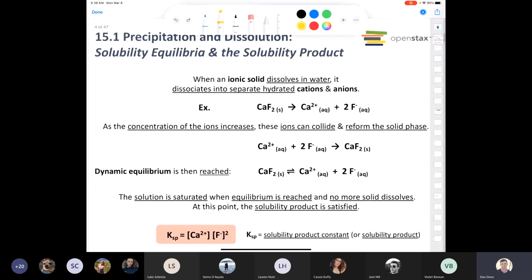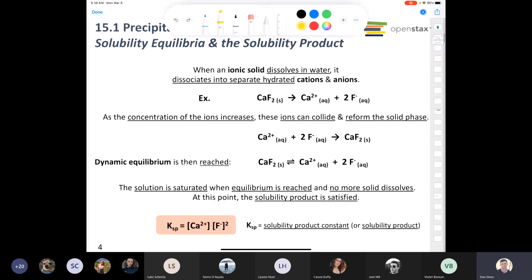All right, so again, the reality is that if you have an ionic compound, it's going to dissolve in water and dissociate into hydrated cations and anions. You should be able to take any ionic compound, for example calcium fluoride, and show how it dissolves into a calcium 2+ ion. You need to know that the charge on a fluoride is -1 and that there are 2 of them, because there are 2 fluorides for every calcium in the ionic compound calcium fluoride.